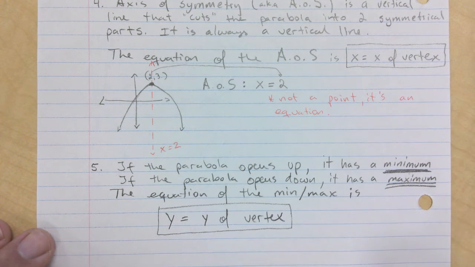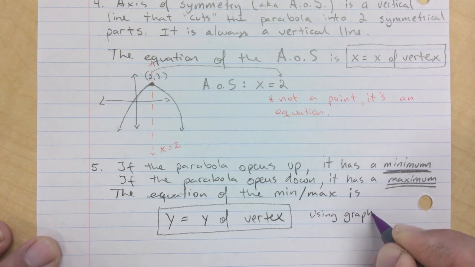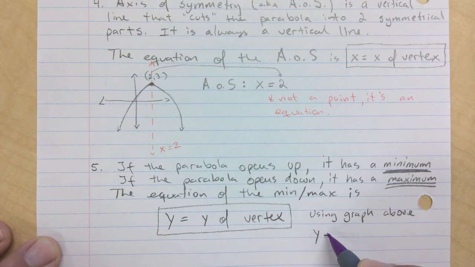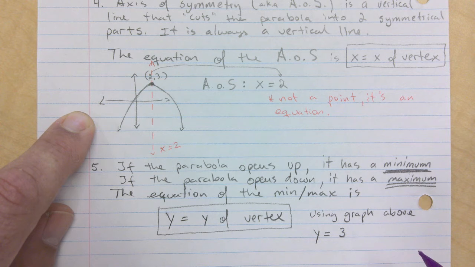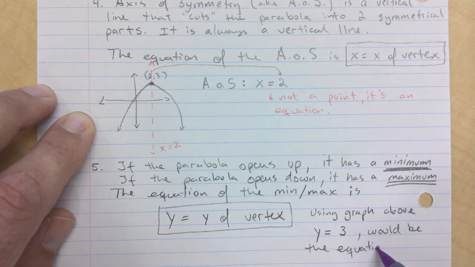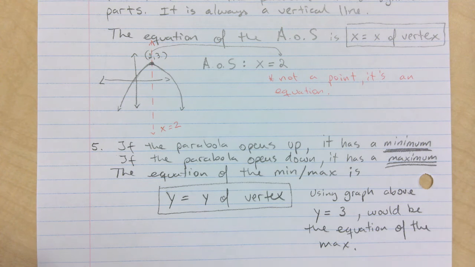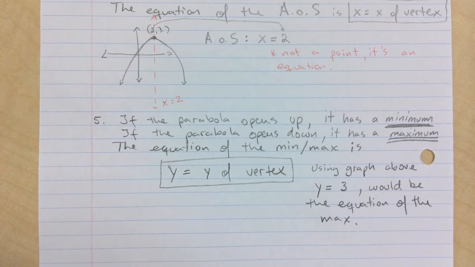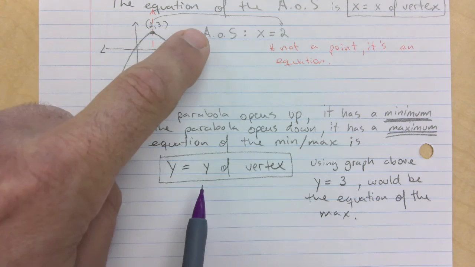It's also an equation, right? So using the example above, using the graph above, in this case it would be a max, right? y is equal to 3 would be the equation of the max. So there's the axis of symmetry, which is an equation, and then there's the min or max, the equation of the minimum or the maximum, which is y equals. So the coordinates of the vertex give you both of these pieces, okay?